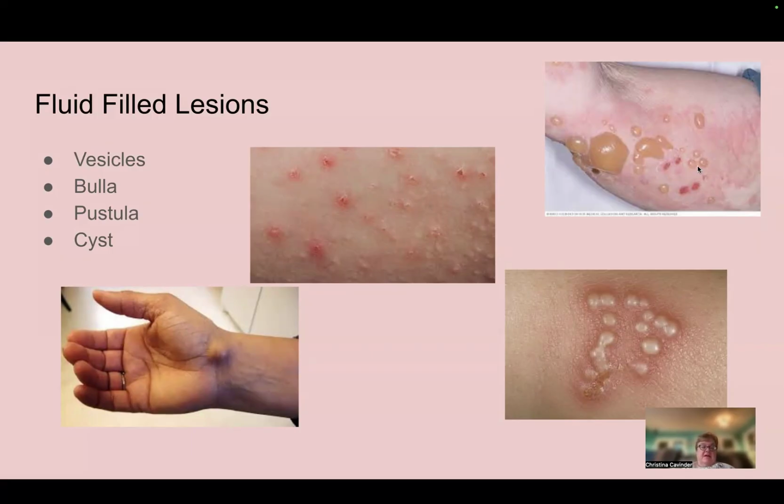Bulla is like a bigger vesicle. It's probably like that. Pustule here. A cyst is under the skin right here. So these are probably the vesicles, and this would be bulla here. So vesicles tiny, bulla bigger. And they're full, vesicles and bulla have serous fluid, and pustules obviously have pus.